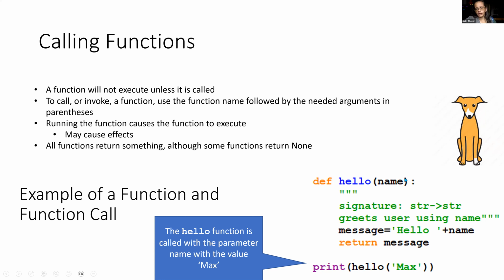So here we have our definition, and here is our doc string, which explains the types for the inputs and outputs, and it gives the basic summary of what is happening here. And then we have the message, and then it's going to return that message. So the hello function is called with the parameter name, which we get right here. And here we're going to send up the value of Max for the name.